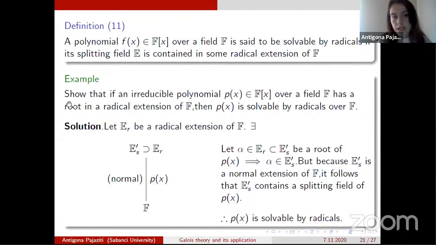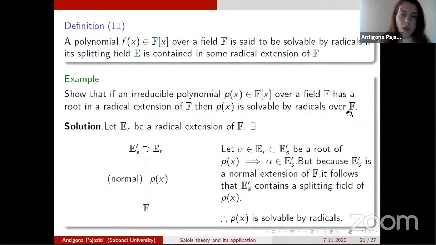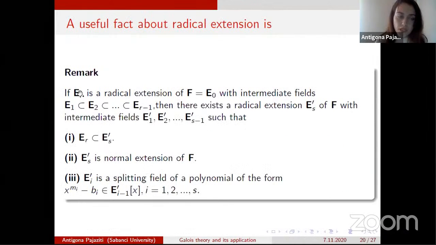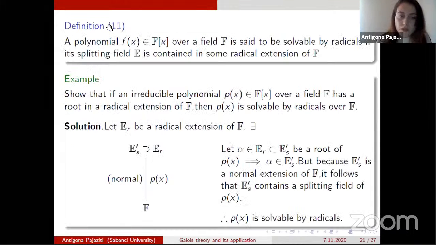So our example says to show that if an irreducible polynomial p of x over a field F has a root in a radical extension of F, then that p of x is solvable by radicals over F. So here we need to show that its splitting field is contained in some radical extension of F. By the previous remark, if we have a radical extension E sub r, I can find another radical extension which contains E sub r. So I draw the diagram here.